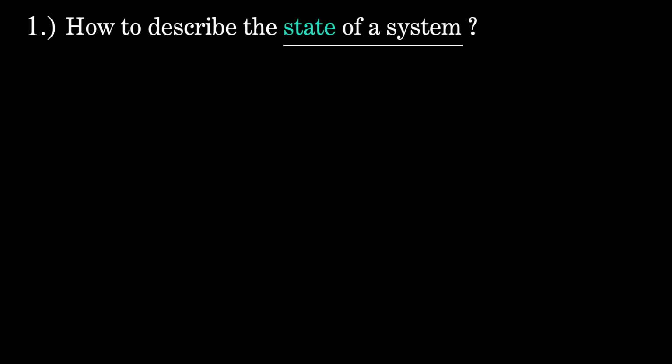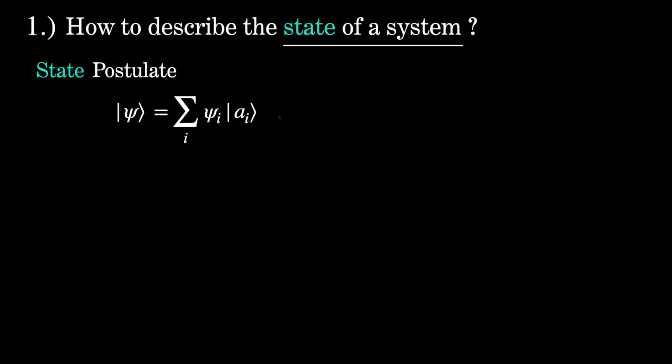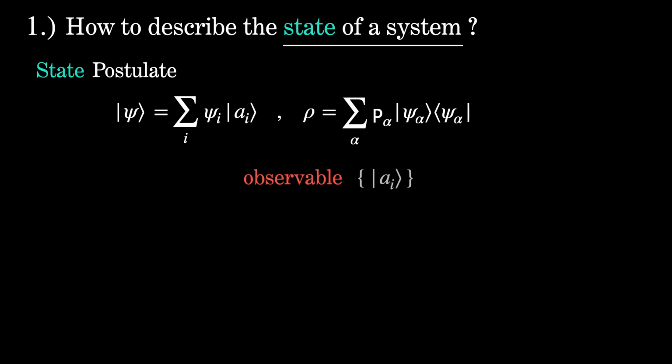Let's go back to the questions from the beginning of the last video that any complete physical framework must answer. The first is how to describe the states of the system. Quantum mechanics answers this with the state postulate. The states of a system are vectors in a Hilbert space, or an ensemble of them, as described by a statistical operator. The observables of a system are represented by sets of basis vectors and can be put together in a compact way to give the associated operators. All these are basically saying the same thing. The state of a system is described by state vectors.